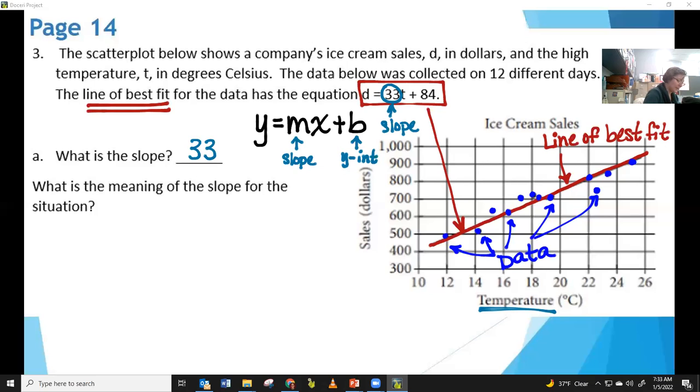What is the meaning of the slope? I want to make sure you guys in your own notebooks have the equation for the line of best fit, and I want you to write down the meaning of the slope. You don't have to recopy that scatter plot, but I do want to make sure that you can go back and talk about the meaning of the line of best fit here. So when we talk about slope, don't even look at the line of best fit right now. When we talk about slope, slope is what over what?